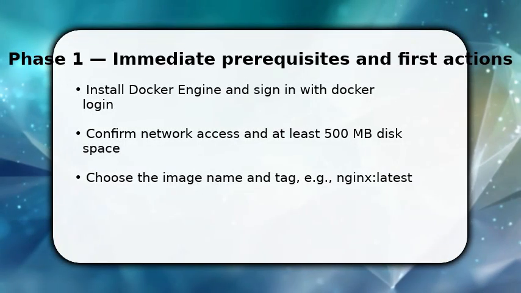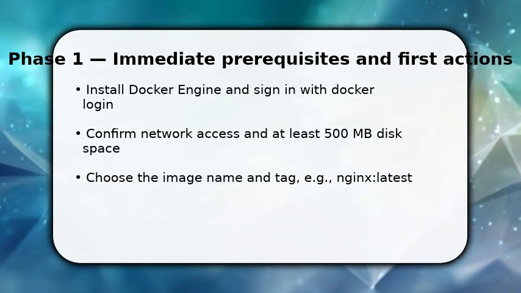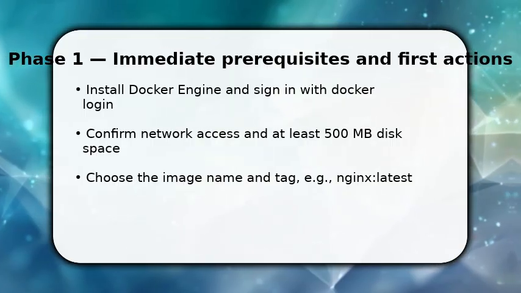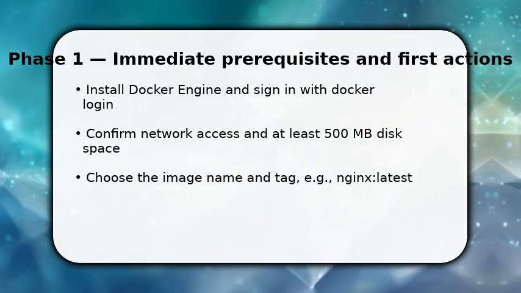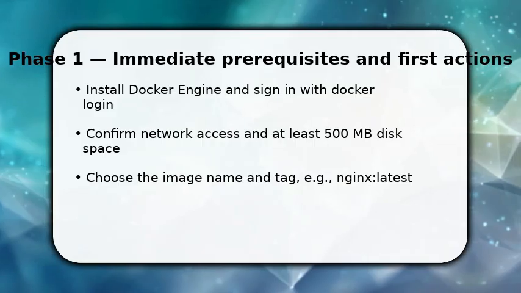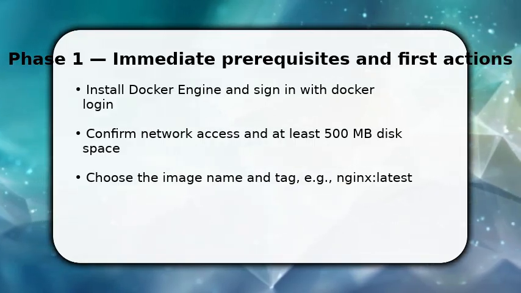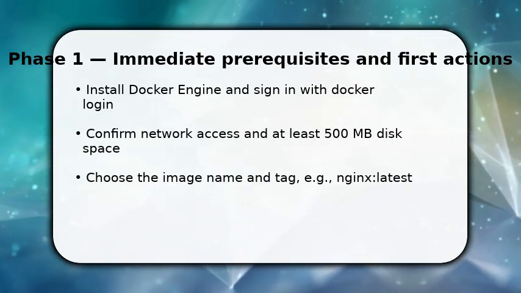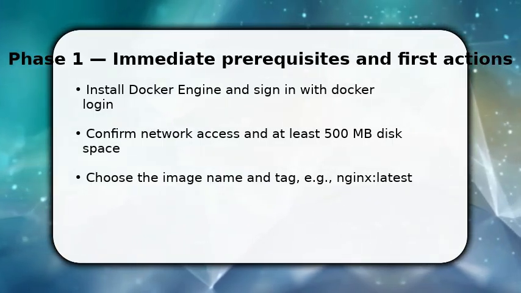You already have Docker installed and are signed in. Now pull the image. Explain why. Fetching a pre-built file system saves development time and ensures consistency. First, open a terminal and run docker pull image:tag. The tag avoids surprises. Once done, verify with docker images to list local copies and check size.